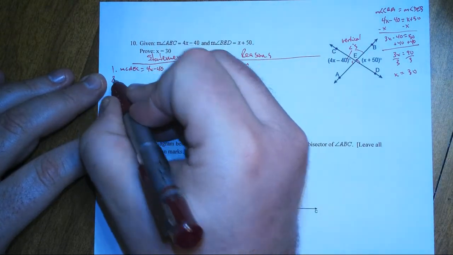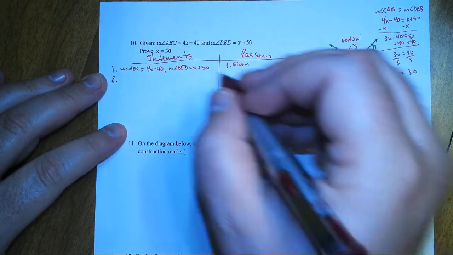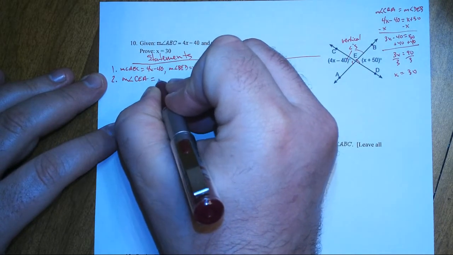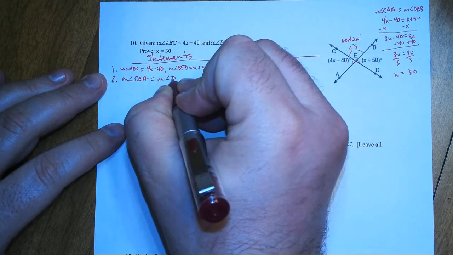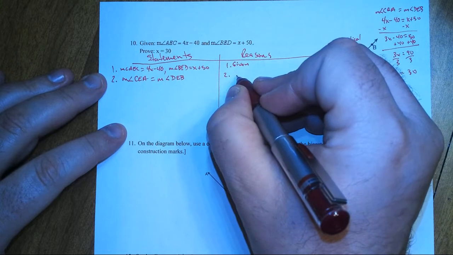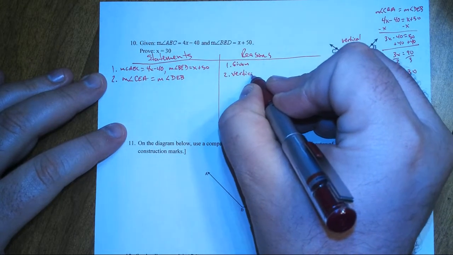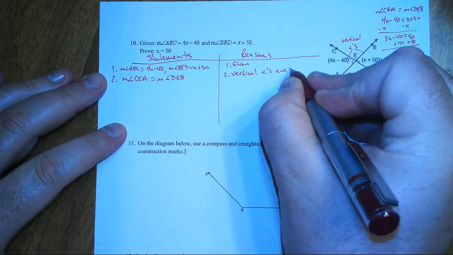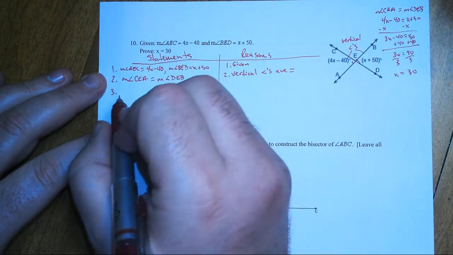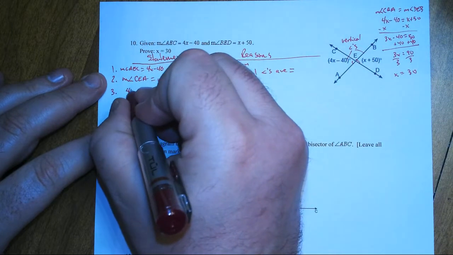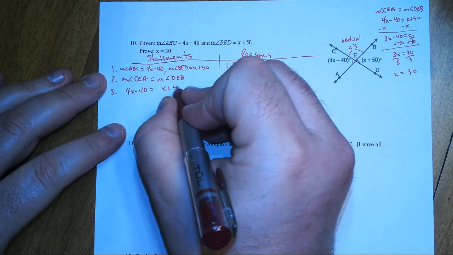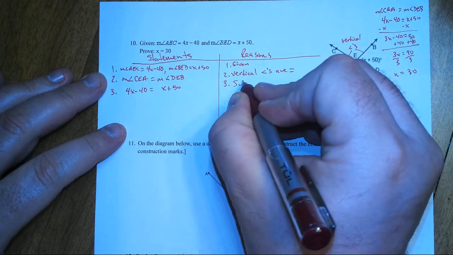Okay, so throwing in the first part, which is our geometry reason here, the measure of angle CEA is equal to the measure of angle DEB. All right, and this was just vertical angles are equal. Now I'm going to swap out CEA for the measure, which is 4x minus 40, and then the same thing with the x plus 50 here. And so this is just substitution.